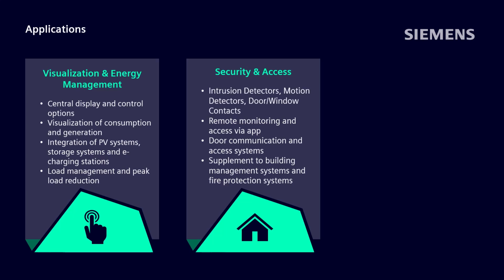Sensors such as burglar and motion detectors, as well as door and window contacts, immediately detect unauthorized access and automatically trigger alarms. Users retain full control, even remotely. Buildings can be monitored and controlled via app, or notifications can be received in real time. Convenience and security go hand in hand.